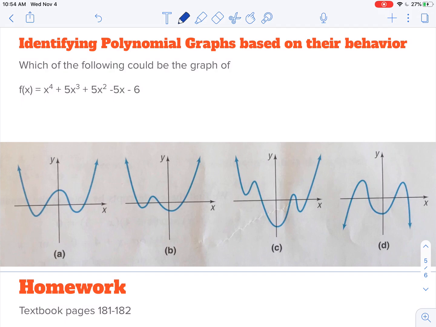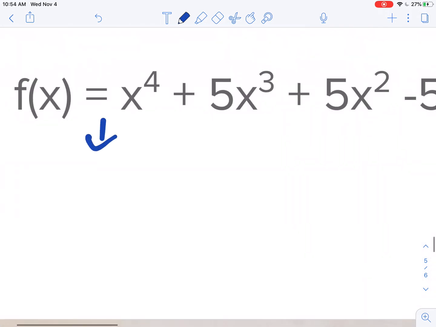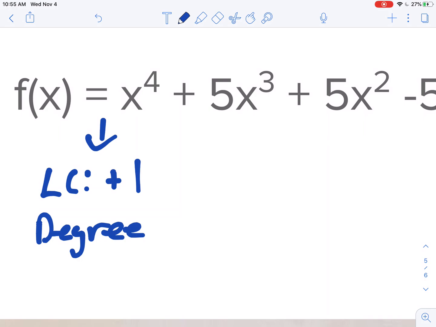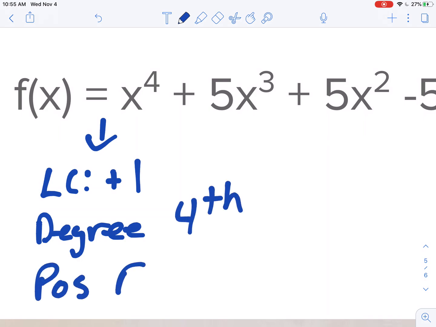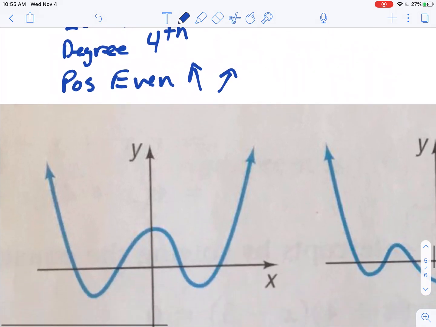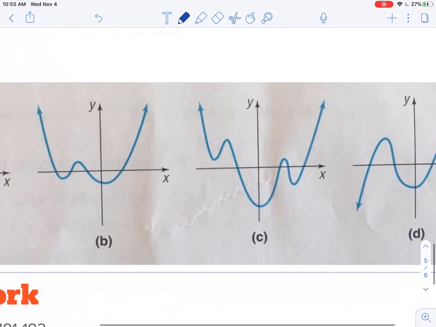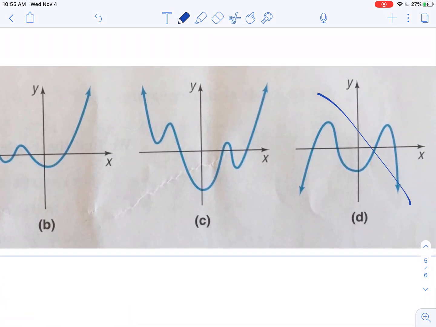So we're going to start off with the fact that your leading coefficient is +1, and your degree is a 4th degree. So this is positive even, which means that as x approaches negative infinity, y approaches positive infinity. As x approaches positive infinity, y approaches positive infinity. They both have to be pointed up. I can immediately eliminate D based on this fact because D just does not fit the requirements that I have here.